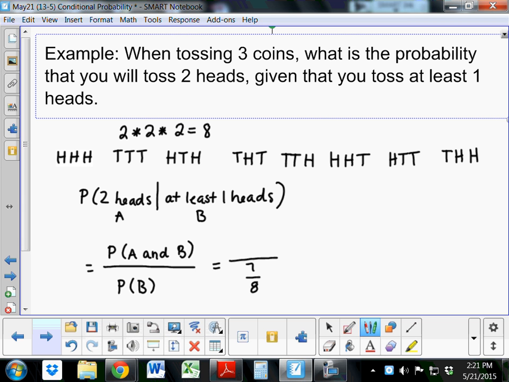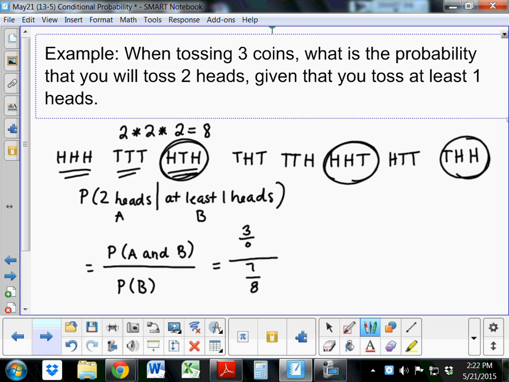So 2 heads and at least 1 heads. Does this one have 2 heads and at least 1 heads? No. No, it has 3. Does this one? No. Okay. Does this one? Yeah. Okay. So this one is one of them. Does this one? Yes. No. What about this one? No. This one? Yes. Yes. 3. Good. So there are 3 out of the 8 that had what we wanted.